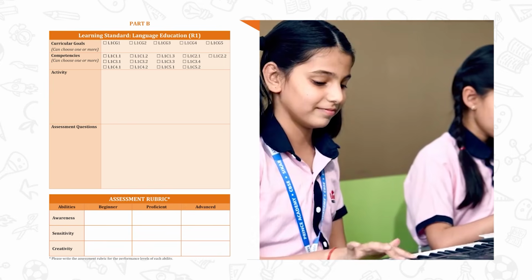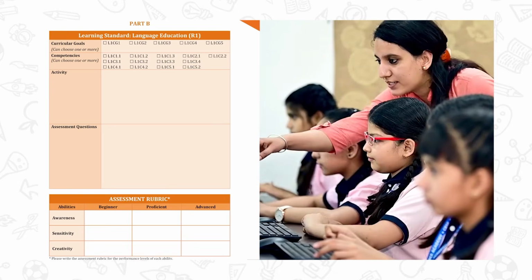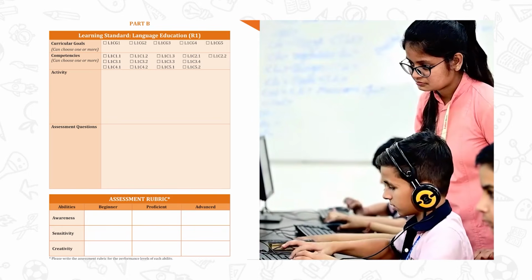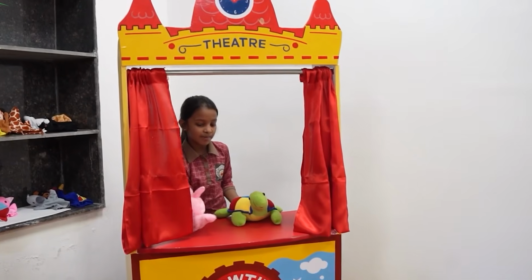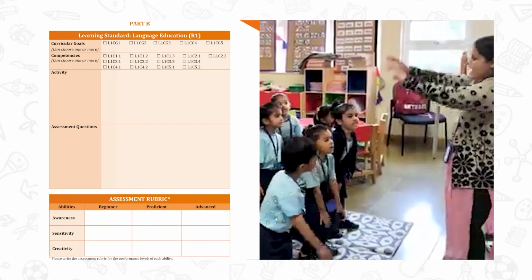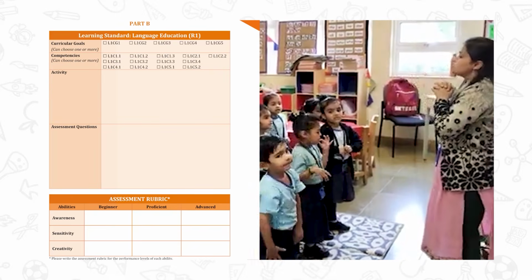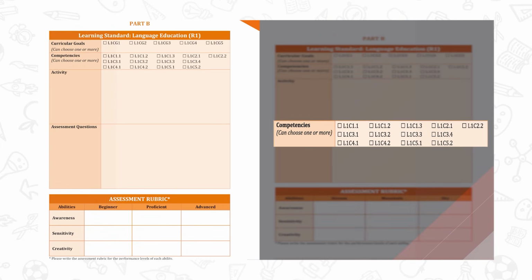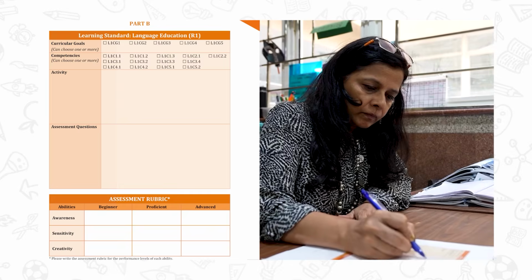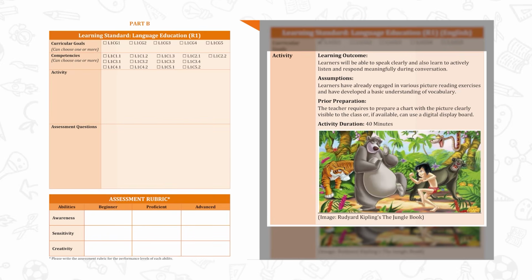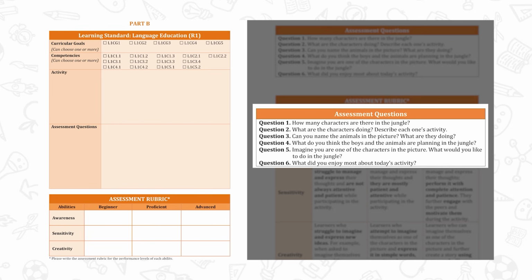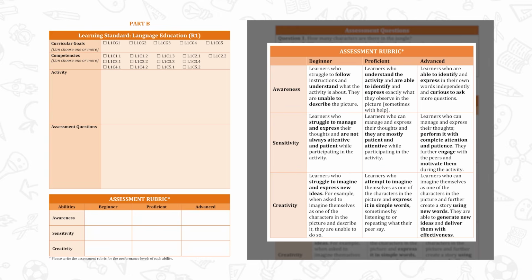Part B presents a framework that will be used for different classroom activities across domains and curricular areas. When the teacher plans an activity, they are encouraged to map it to the relevant curricular goals, competencies, and learning outcomes. They need to record the activity flow based on their plan. The teacher then writes the assessment questions based on the activity. Then the teacher writes rubrics for the three abilities across three performance levels.